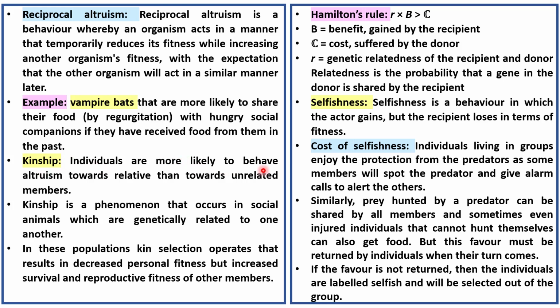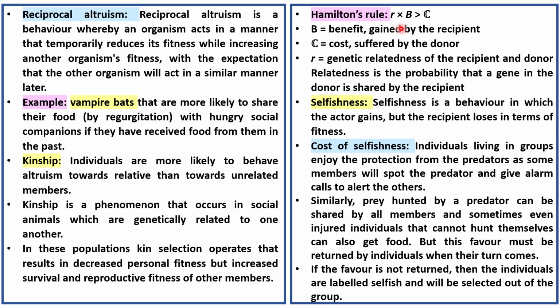Individuals are more likely to behave altruistically towards relatives than towards unrelated members. Kinship is a phenomenon that occurs in social animals which are generally related to one another. In these populations, kin selection operates that results in decreased personal fitness but increased survival and reproductive fitness of the other members. Next, we will see Hamilton's rule.